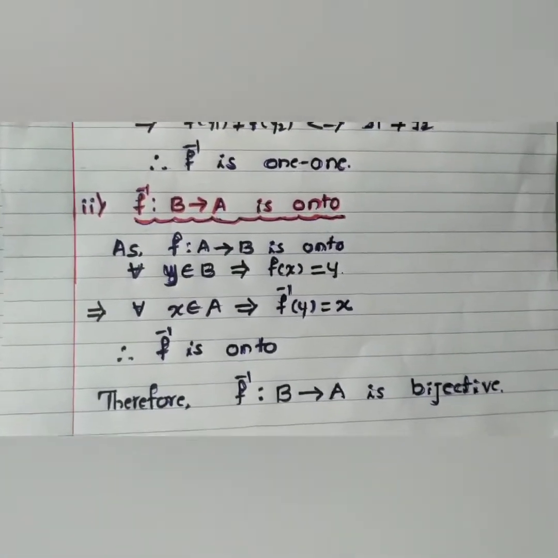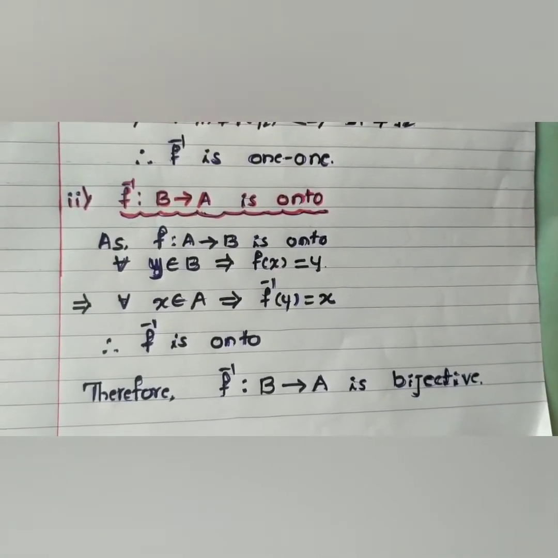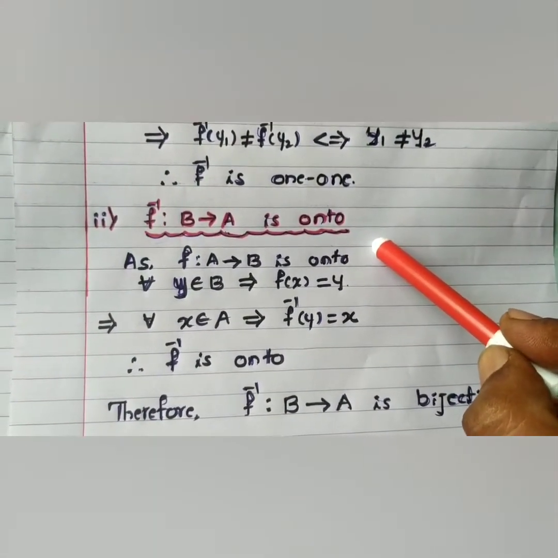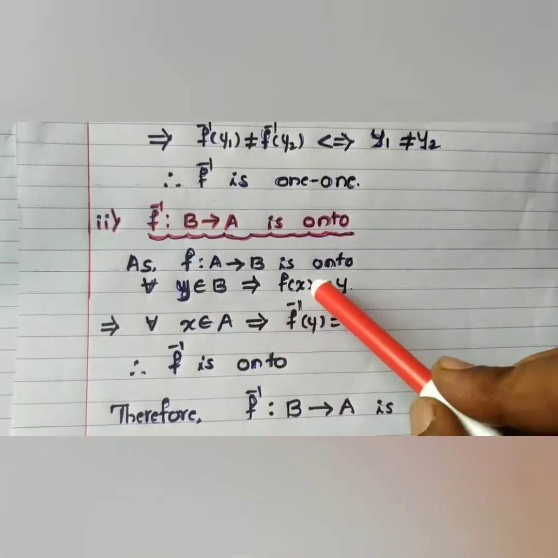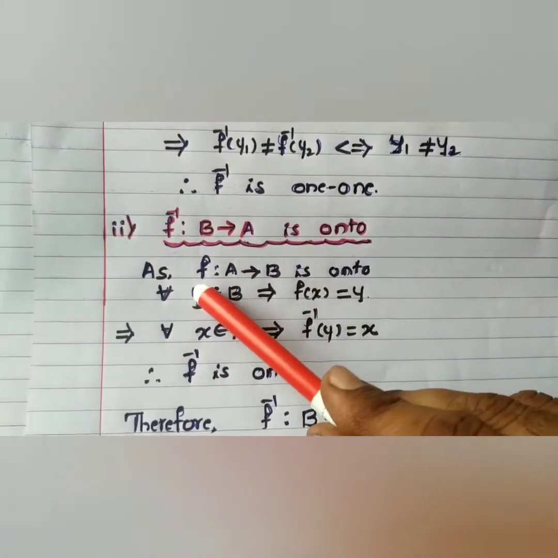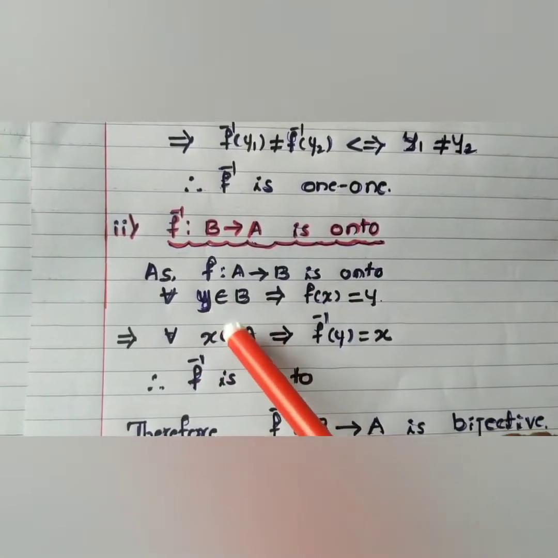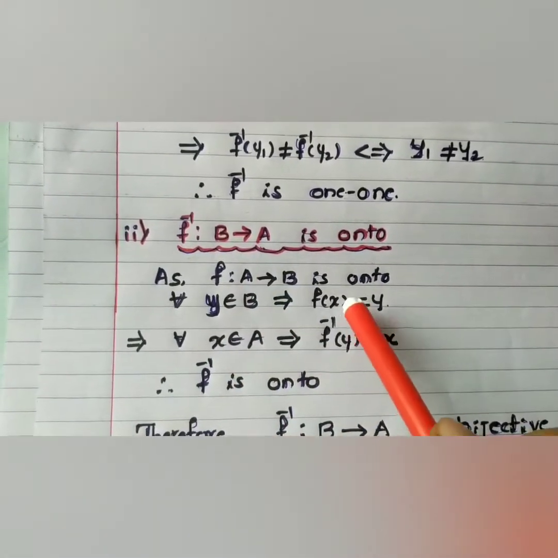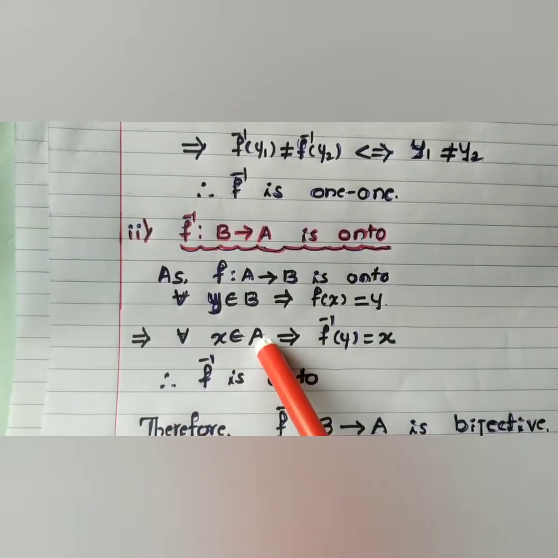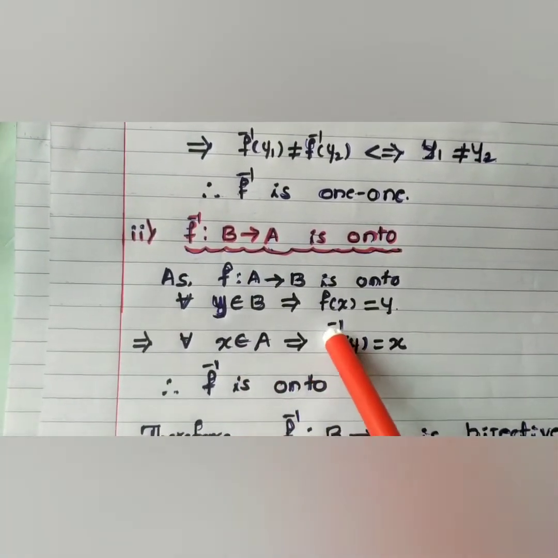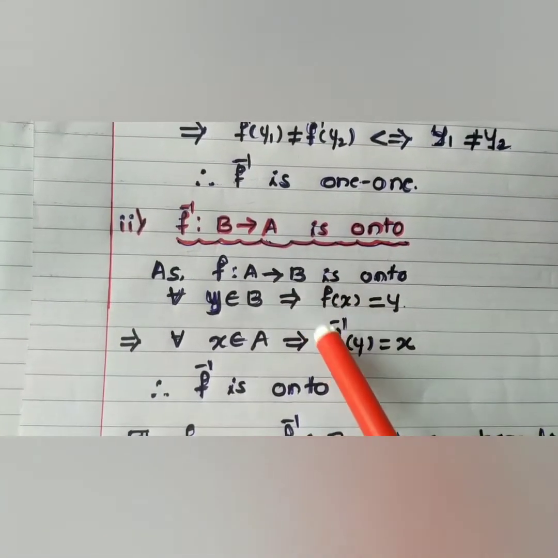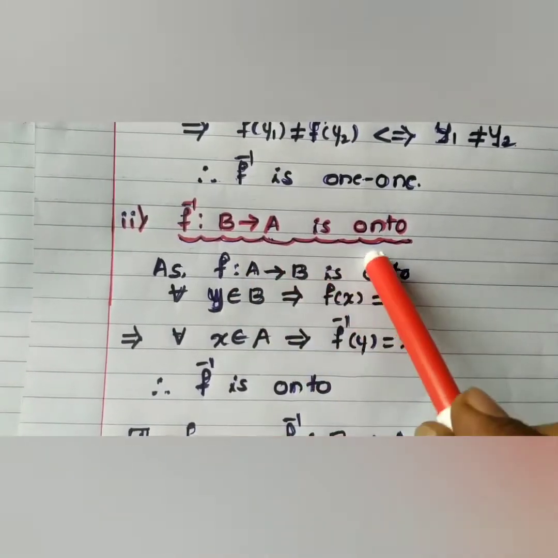Secondly, to show that f inverse from B to A is onto, recall first that f from A to B is onto, given. Therefore, y belongs to B implies f of x is equal to y; every image in B has a preimage in A. As x belongs to A, where f of x equals y means f inverse of y is equal to x. What is this x? x belongs to A. Thus x belongs to A implies f inverse of y equals x. If f of x equals y, that means f is onto. If f inverse of y is equal to x, that means f inverse is onto.